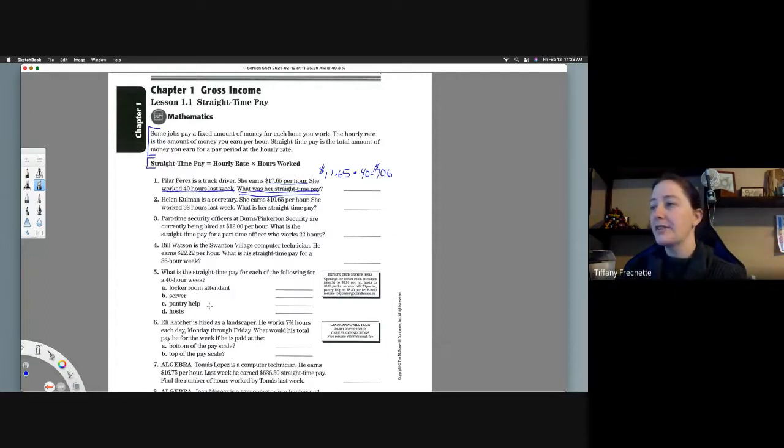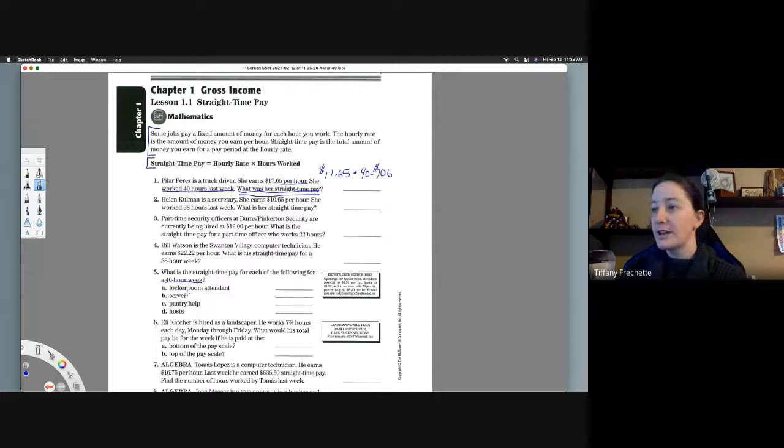And then number 5 does something a little different, and I just want to go over it. I'm not necessarily going to solve it for you, but I'm going to go over it real quick. So what is the straight time pay for each of the following for a 40-hour week? Each one of these has a 40-hour week. It's telling us that, so we're going to use 40 hours in the formula for each.